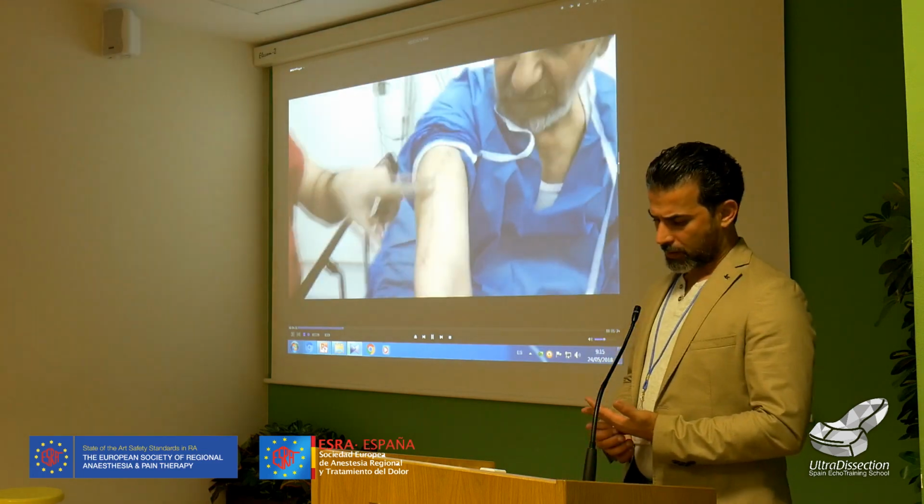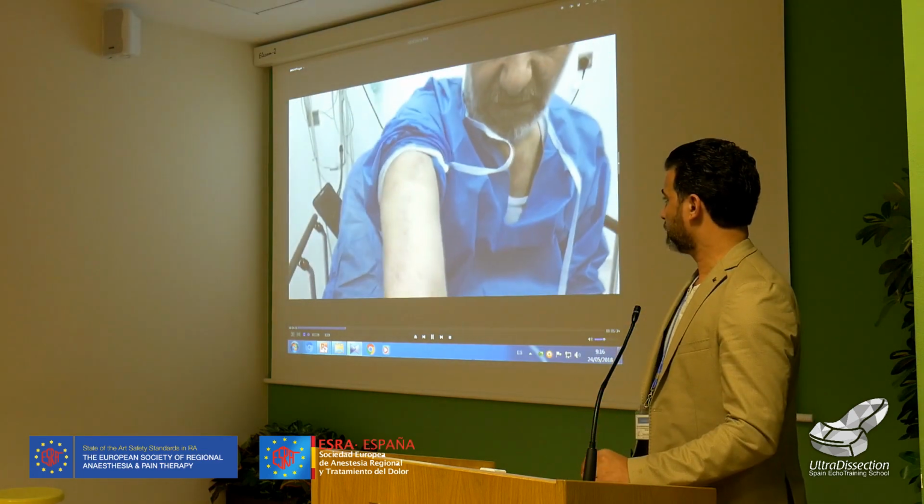This is the site of the surgery and the site of the fracture of the humerus here.